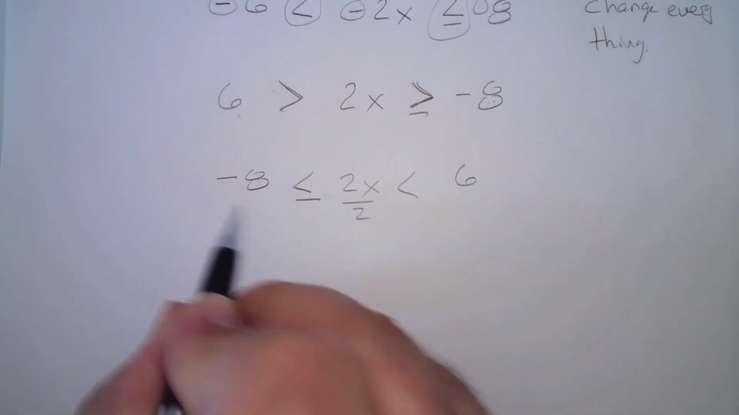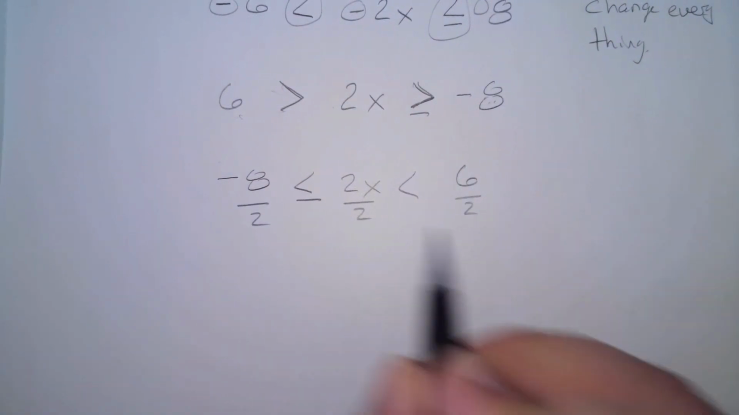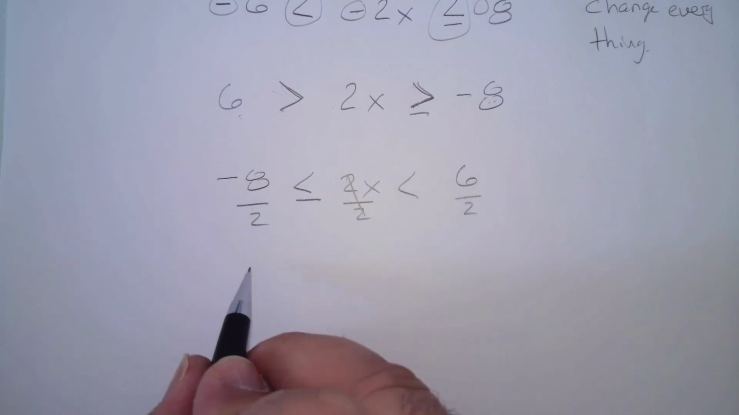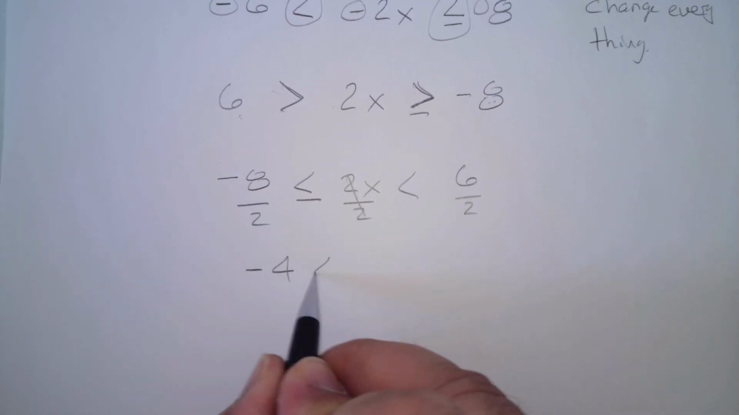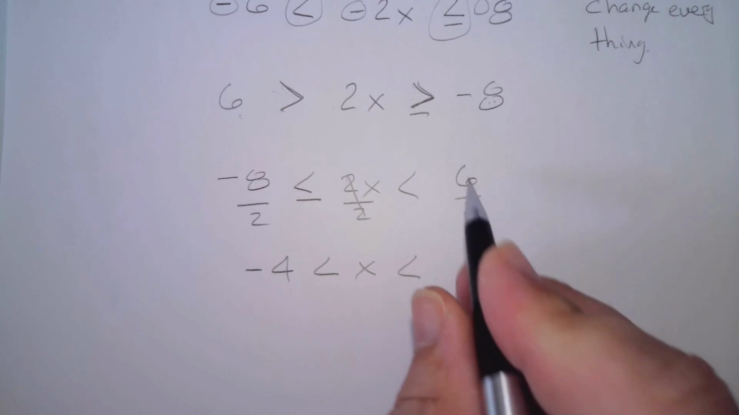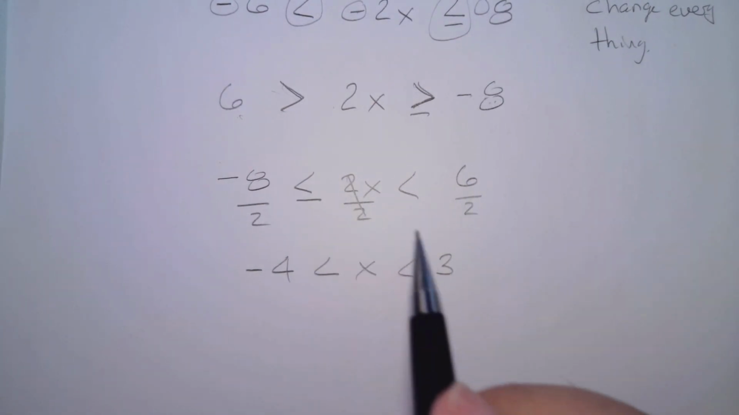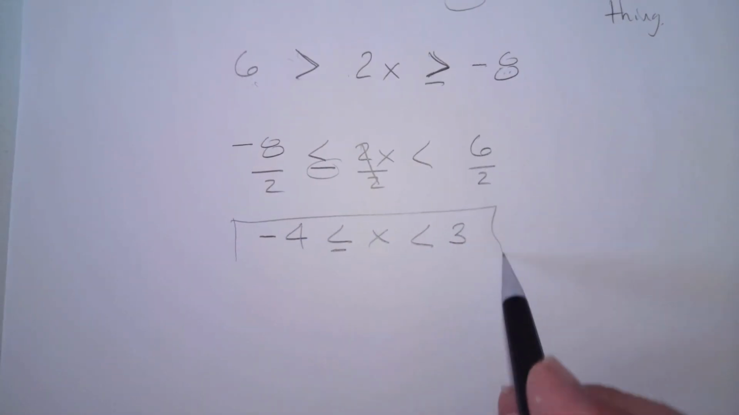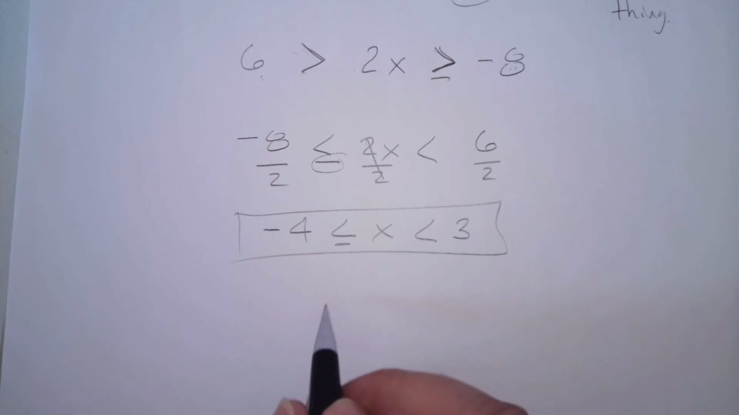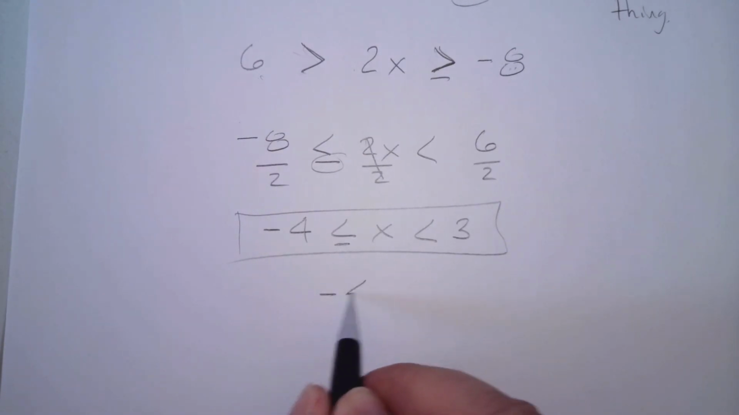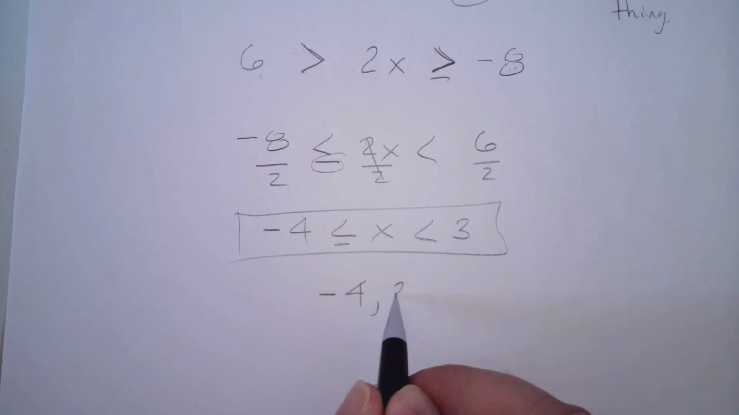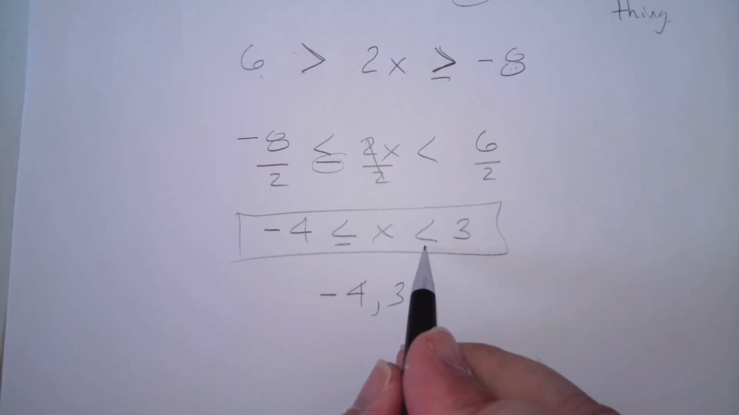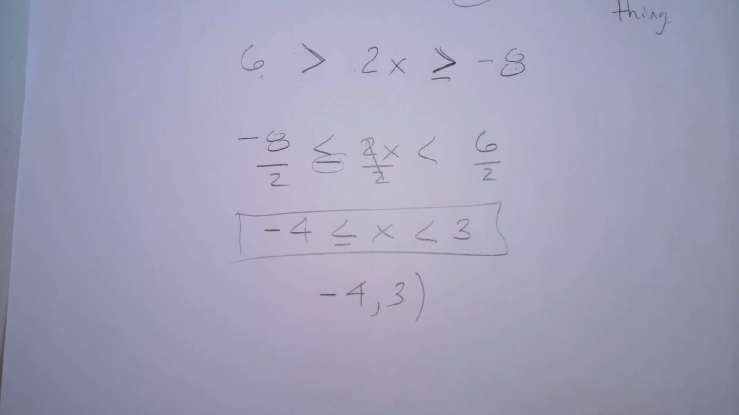Now we just divide by 2. Half of negative 8 is negative 4, less than x. 6 divided by 2 is 3. Oops. Less than or equal to. Don't forget that. So there you have the answer in set notation. In interval notation, it would be -4, comma 3. Go to the endpoints. This one has nothing, so it's not included. This one's an equal sign, so it's included.